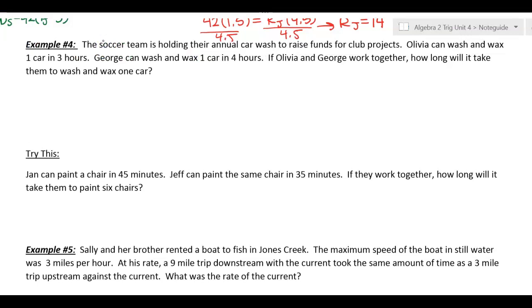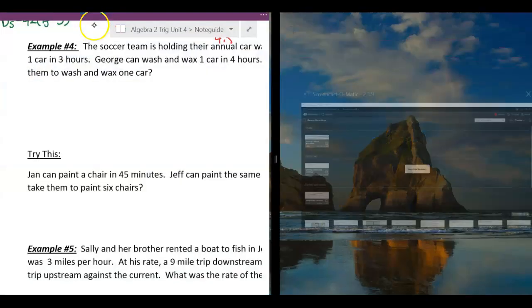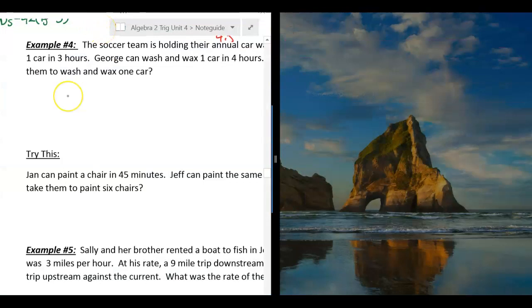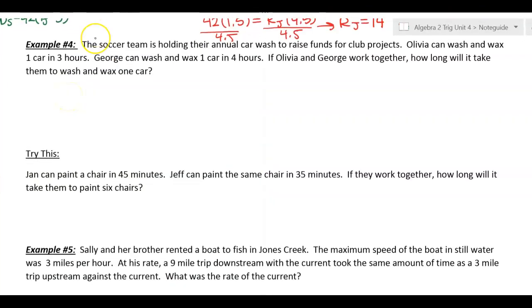And so I want you to look at this. You might think this doesn't look like a distance rate time problem because it doesn't say like miles per hour or something like that, but it is like cars per hour. Like how many cars can they wash in 1 hour? So really your distance is like how many jobs they can complete in that time. So here there's two people. There's George and Olivia.